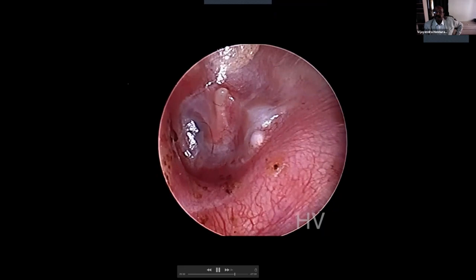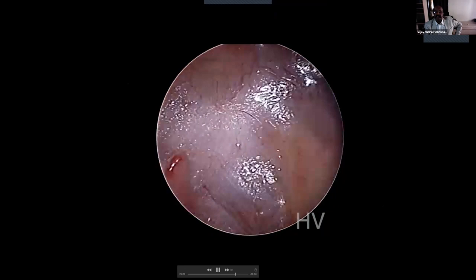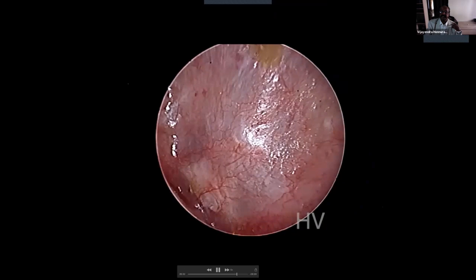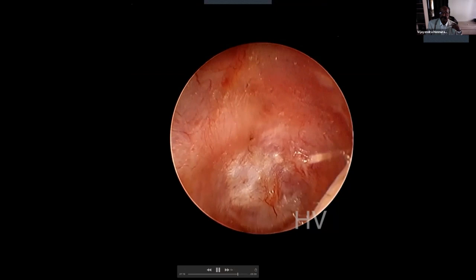This is another case. Again, see the handle of the malleus. See, look at the cavity. See how it is shining, smooth and uniform. Where is the cavity? There's no cavity at all. This looks like a posterior bony meatal wall. Again, look at this another case. See, look at another case. So absolutely, there's no cavity we get.